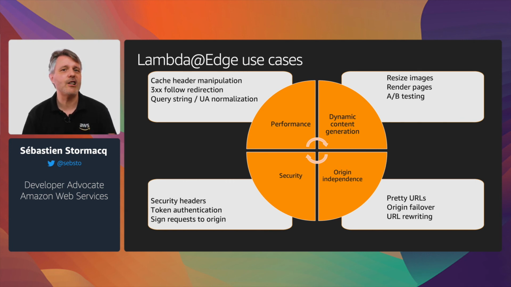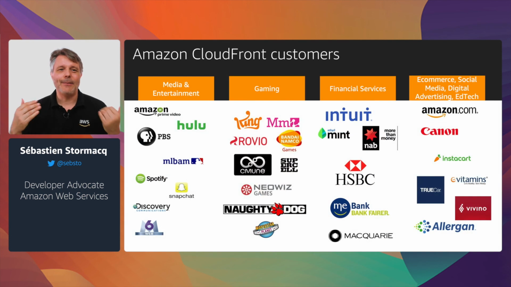You can inspect HTTP headers, check for the validity of a JWT token, an OAuth token. You can sign requests that are going to the origin to show to the origin that the request has been validated, and it can be signed based on user attributes, such as an OAuth token, for example. So there is a variety of use cases in terms of performance and security that you can implement using Lambda@Edge. And we have many customers using CloudFront in many different industry segments.